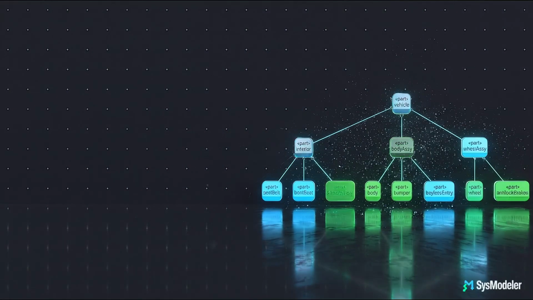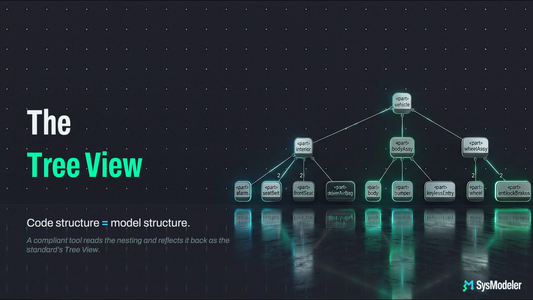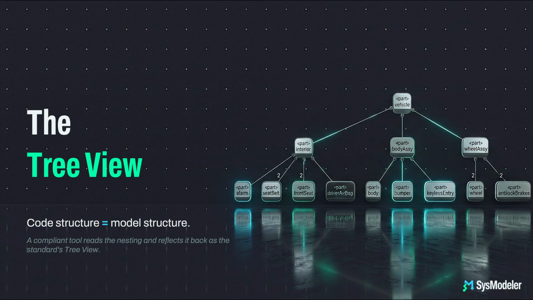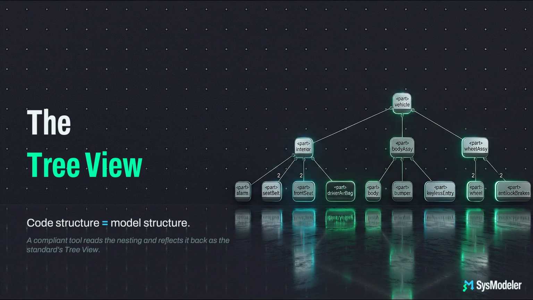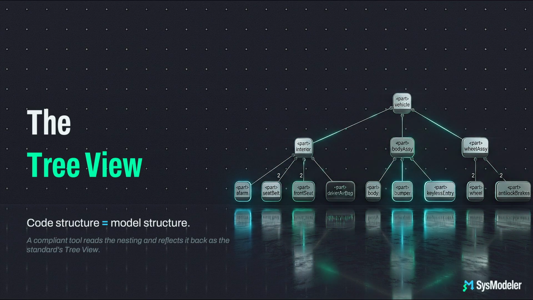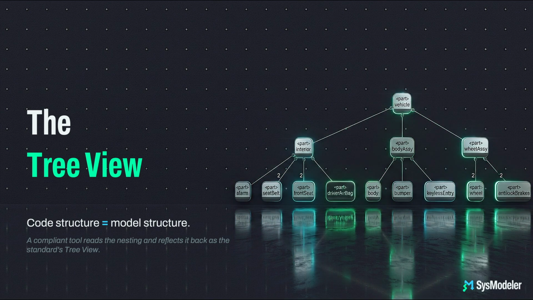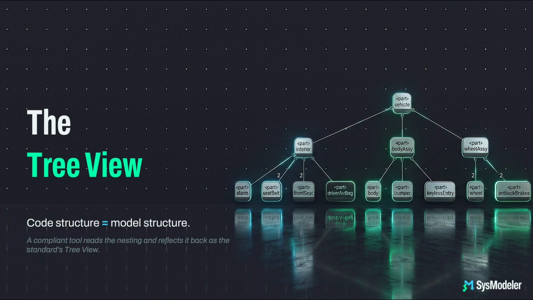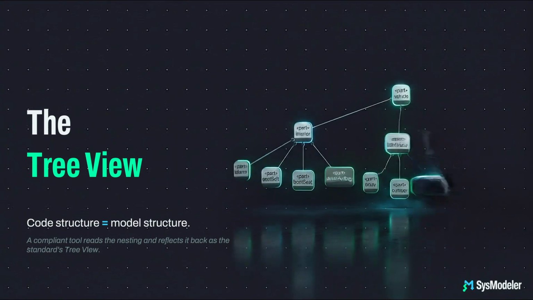Now the question is, why does this parse tree structure matter? Because it directly drives how your model is understood. The nesting, the abstract placeholders, the subset relationships, all of that textual structure carries real semantic weight. And when you load this code into a compliant SysML v2 tool, the tool reads that structure and reflects it back to you visually in what the standard formally calls the tree view. This is the central promise of SysML v2's textual approach. The code structure and the underlying model structure are one and the same.